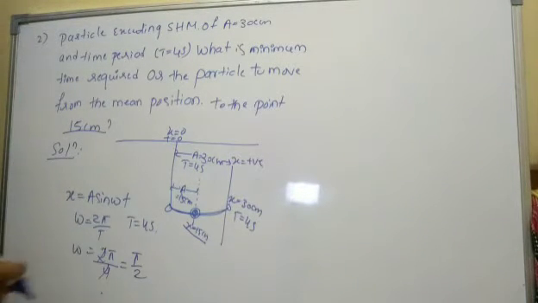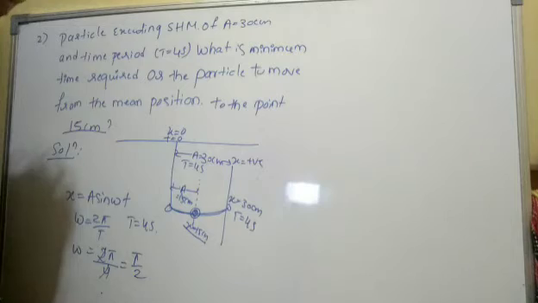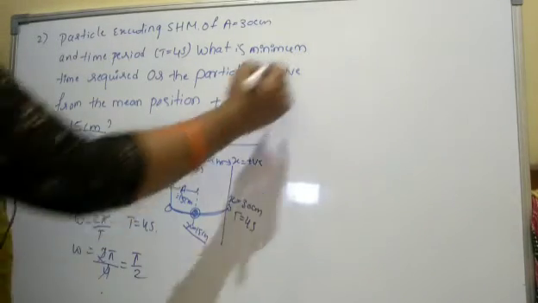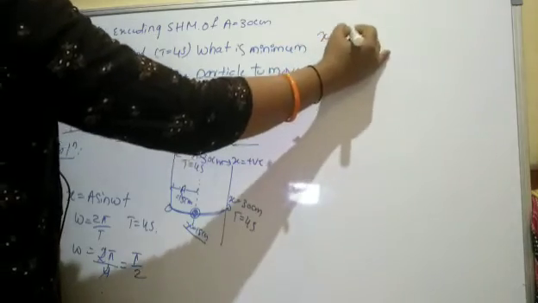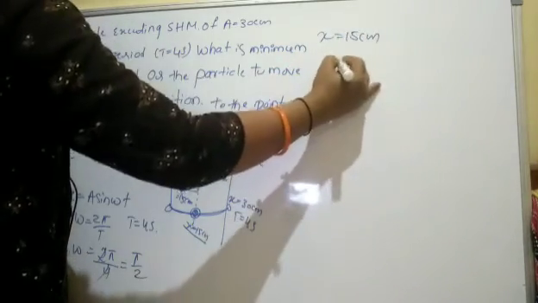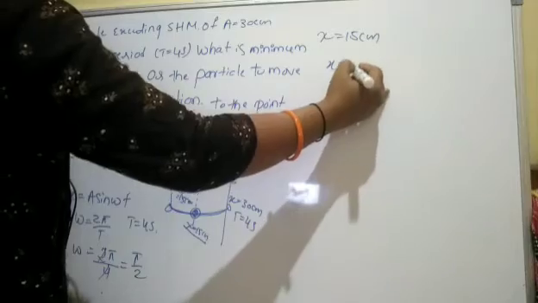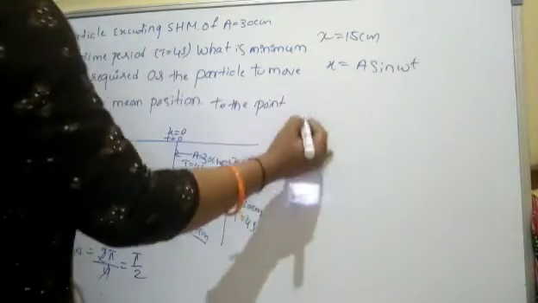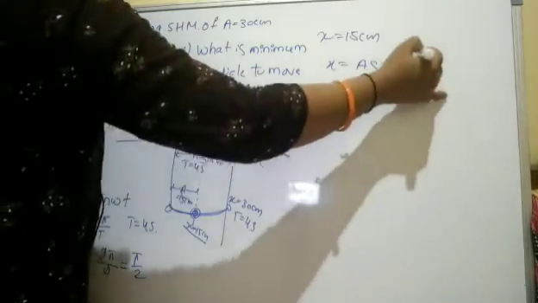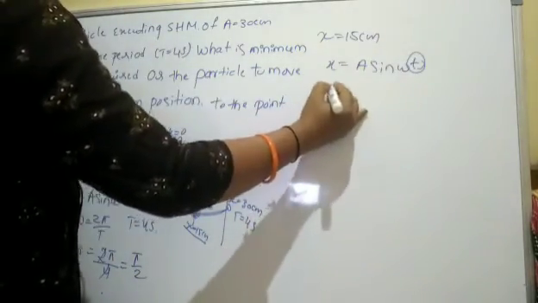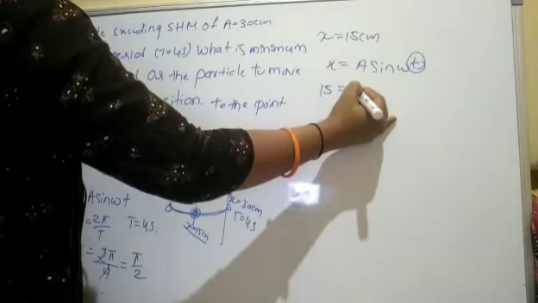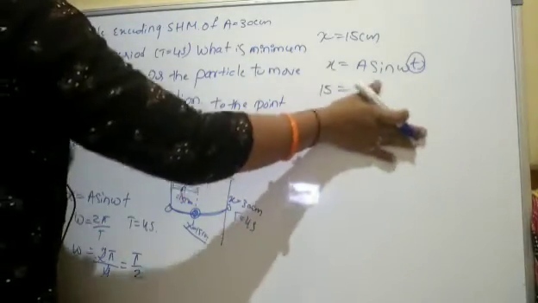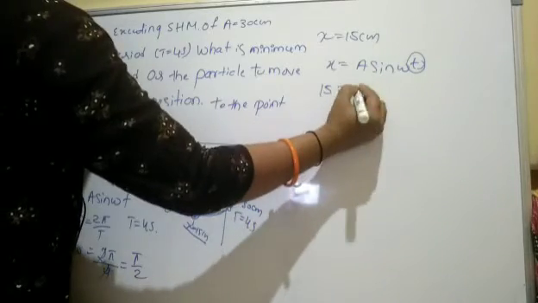So omega I'm getting pi by 2 here. Next, substitute all these things. x is also given, 15 centimeter. Go ahead with x equals a sine omega t, right? We want this time period here. x is given 15, a is also given here, 30 amplitude.